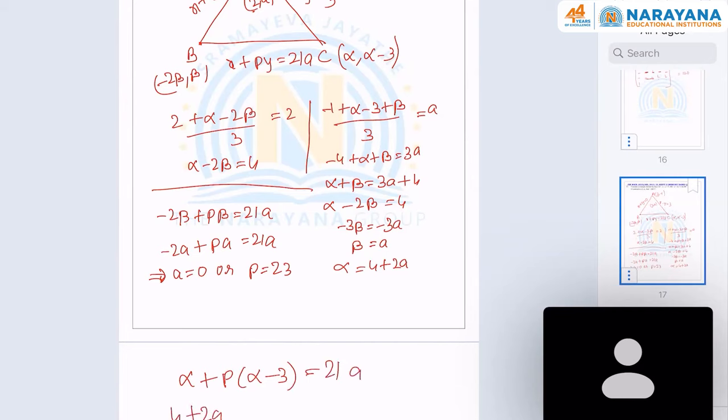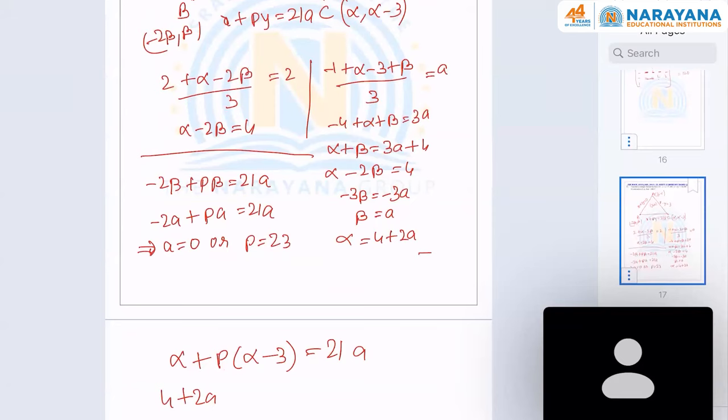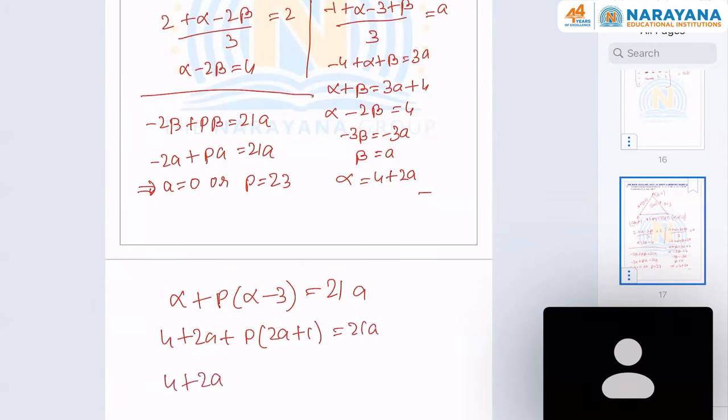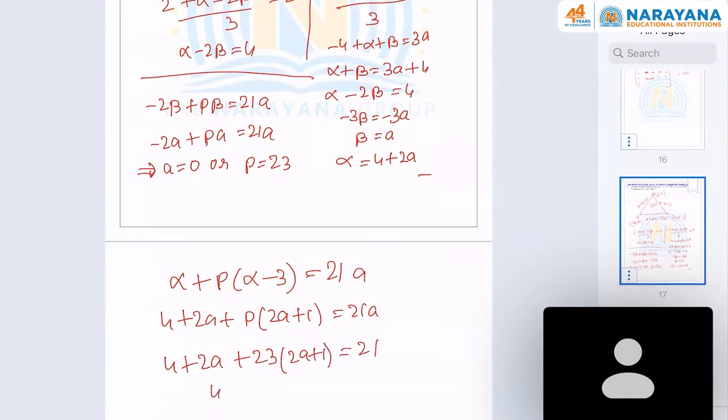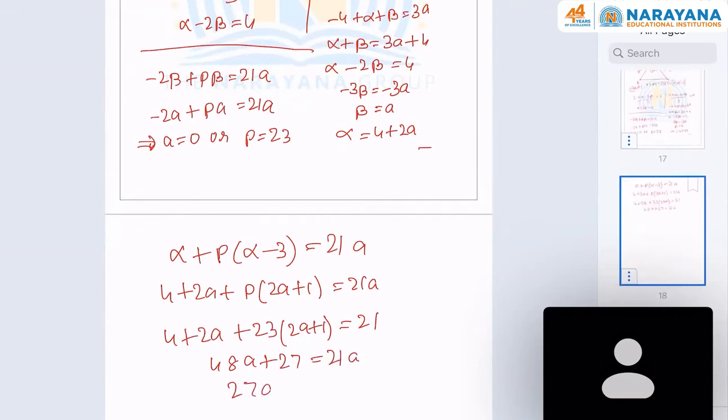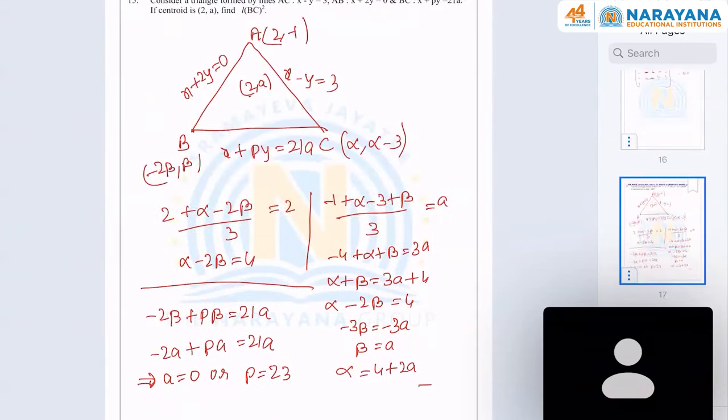So 4 plus alpha, already we found out the value. 4 plus 2a plus p into alpha is equal to 4 plus 2a minus 3. So it is equal to 2a plus 1 is equal to 21a. Suppose p is equal to 23, I'm taking 23 into 2a plus 1 is equal to 21a. So 48a plus 27 is equal to 21a. So 27a is equal to minus 27. So we are getting the value as a is minus 1.